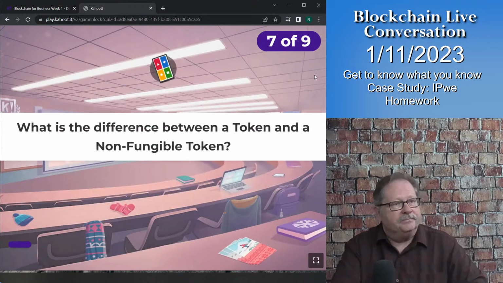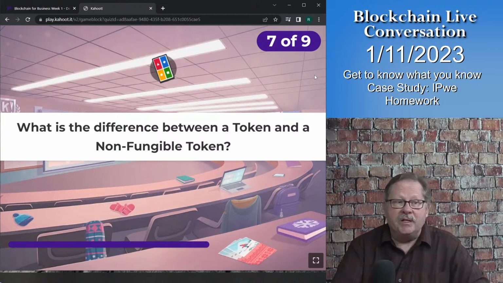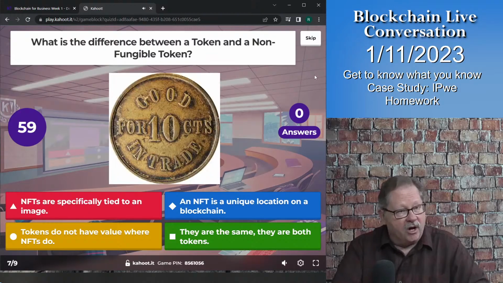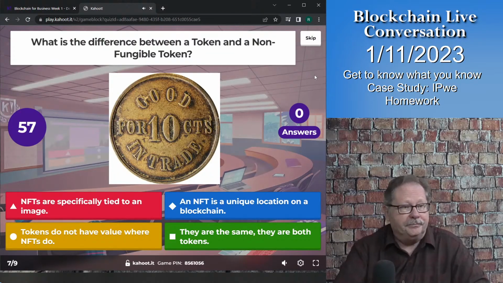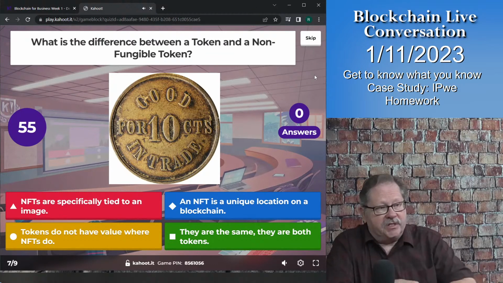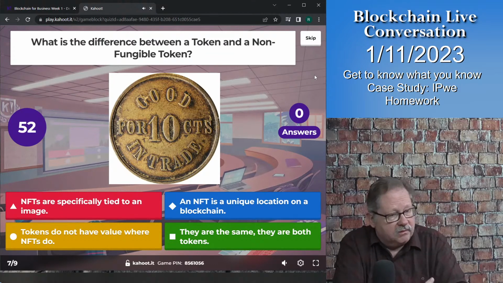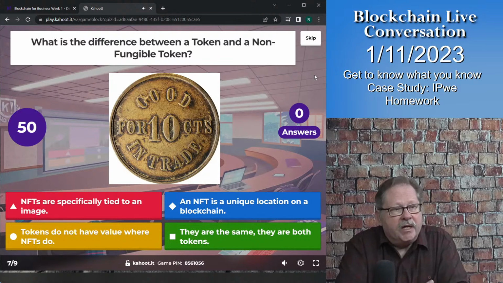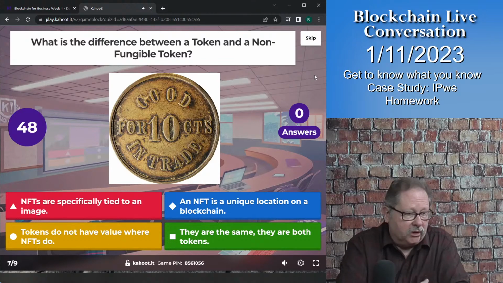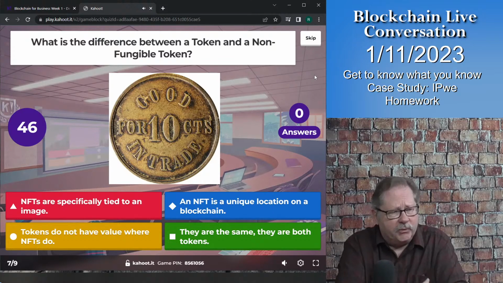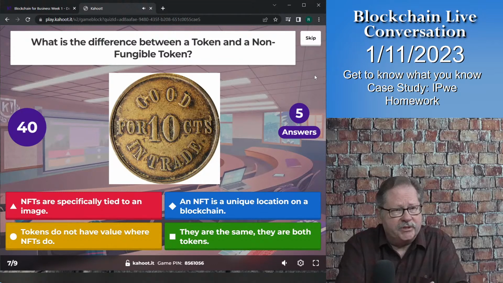Let's see what happens. What's the difference between a token and a non-fungible token? NFTs are specifically tied to an image, or an NFT is a unique location on a blockchain, or tokens do not have value where NFTs do, or they are the same. They're both tokens. So which is the best answer?